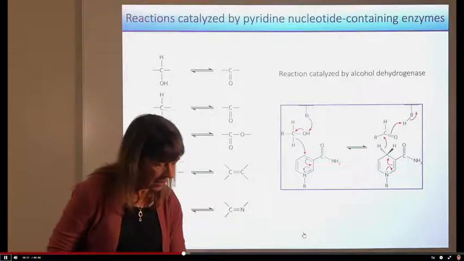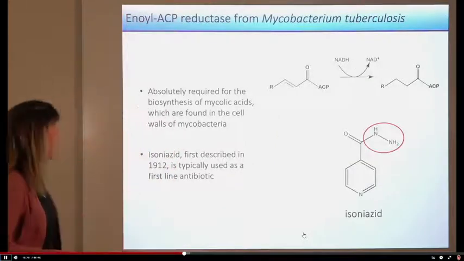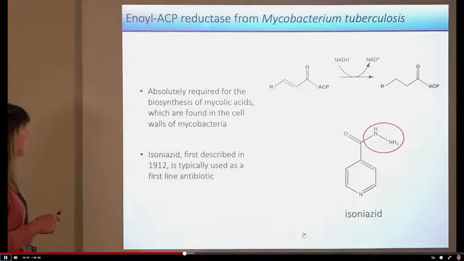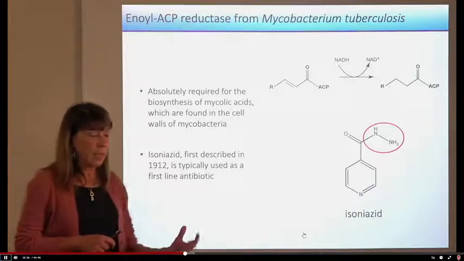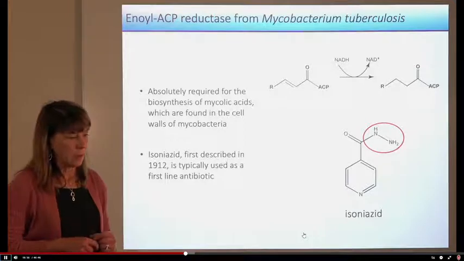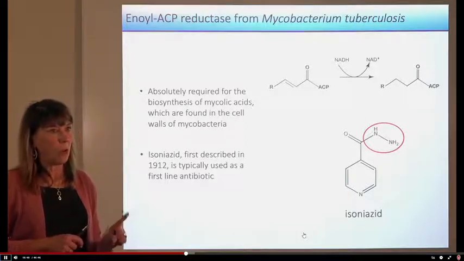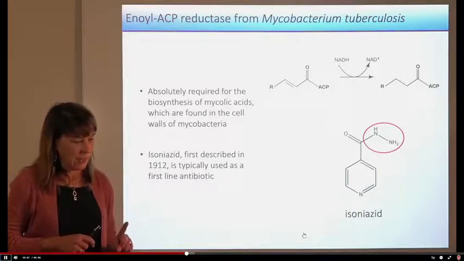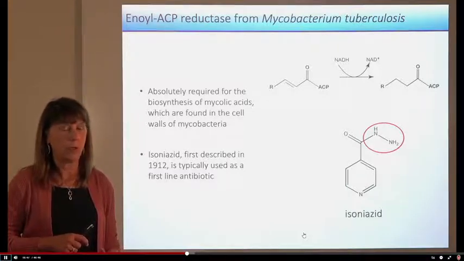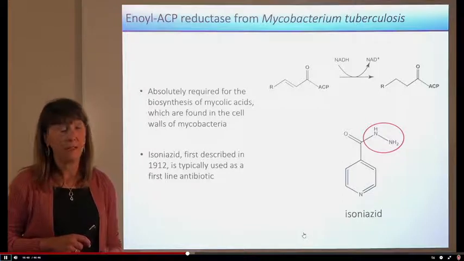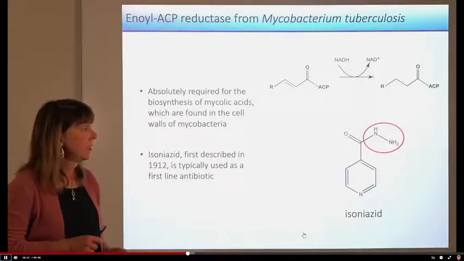Now I thought I'd give you an example of one that's important. It's called enoyl-acyl carrier protein reductase from Mycobacterium tuberculosis. And that's the causative agent of tuberculosis. It's been estimated that a quarter of the world's population is infected with tuberculosis, but they have a latent form of tuberculosis where they don't even know that they have it. They don't have symptoms, they're carrying it.